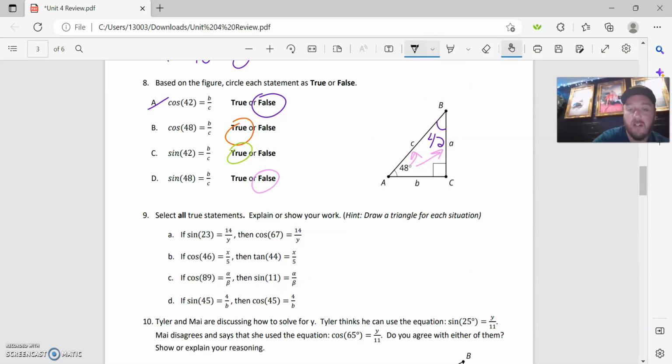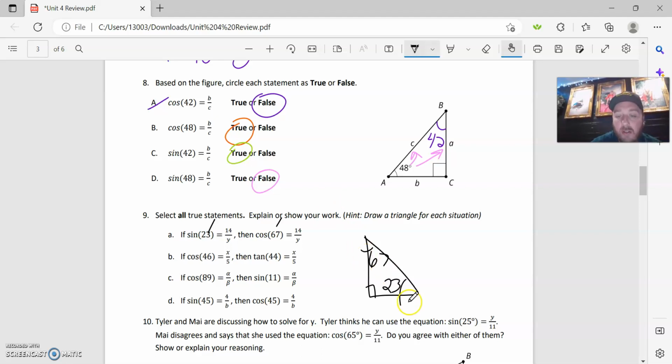The first one, here we have, I'm going to call that 23 degrees. That's 90. Well, then that means that this upper corner here must be 67. Okay, so that checks out. 23 and 67, those are complementary.